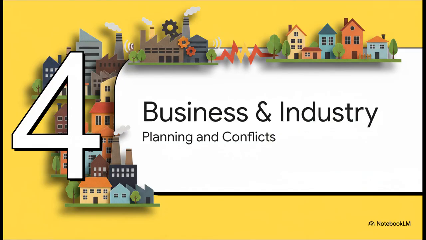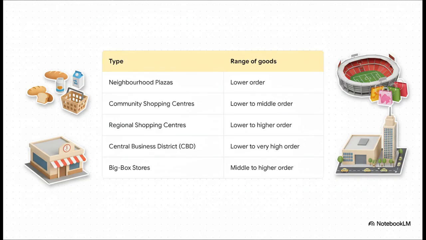All right, next up, how do cities plan for businesses and factories? And what happens when you try to stick a loud, stinky factory right next to a quiet neighborhood? Let's get into it. Commercial land use is all about buying and selling stuff. Your textbook uses this idea of order to sort things out. Think of it this way. Lower order goods are the everyday things you grab all the time, like bread and milk. Higher order goods are the big ticket items you buy once in a blue moon, like a new car or a special service like going to see a pro hockey game.